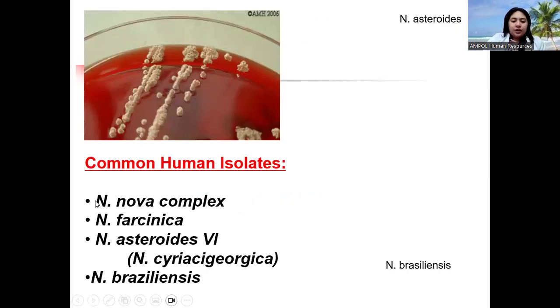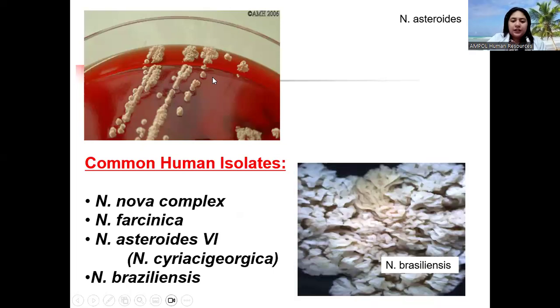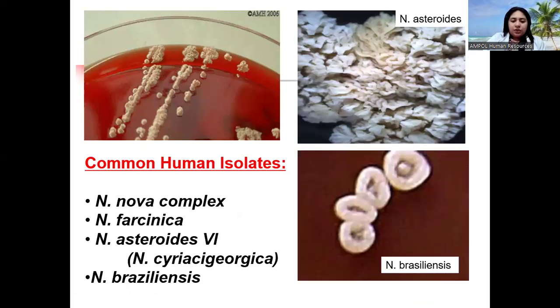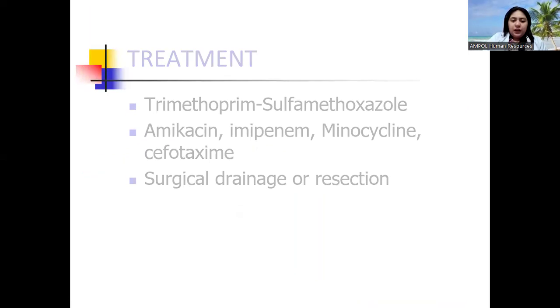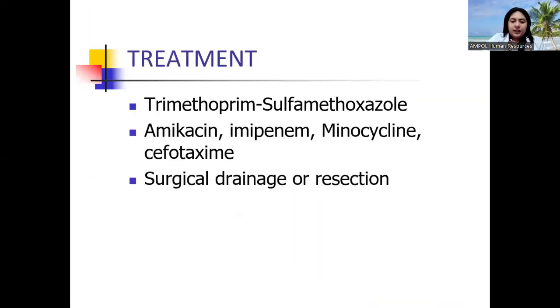Common isolates are the following organisms. These are your Nocardia species. Treatment: antibiotics and surgical drainage or resection of the lesions or tumors.